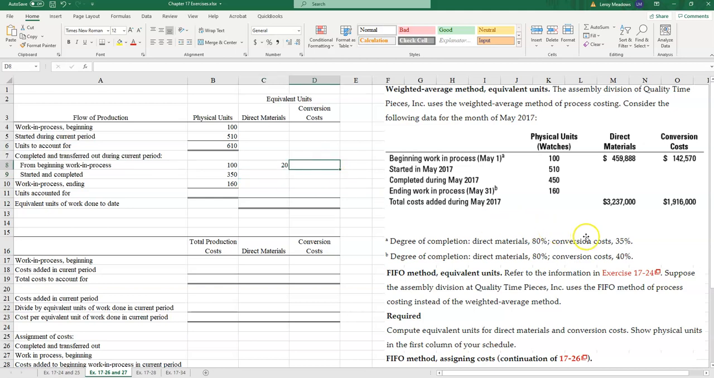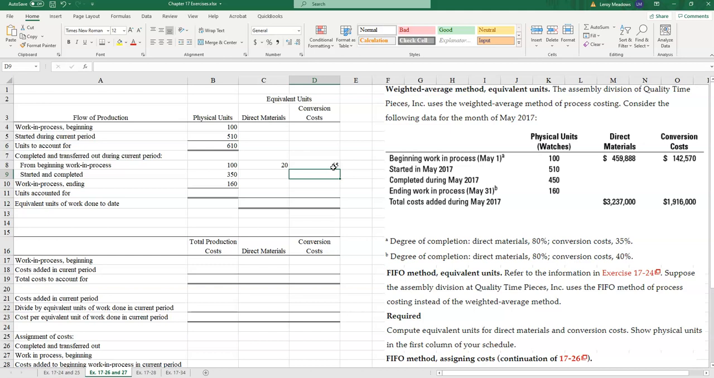Now let's take a look at the conversion costs. My conversion costs, they were 35% complete at the end of last period. So how much did I have to do to make those 100% complete this period? Well, if we need to make those 100% complete, 35% of that conversion was last period, then we have to do the remaining 65% this period. So I'm going to take my 100 units and multiply that by 0.65 to get me 65 equivalent units from beginning inventory.